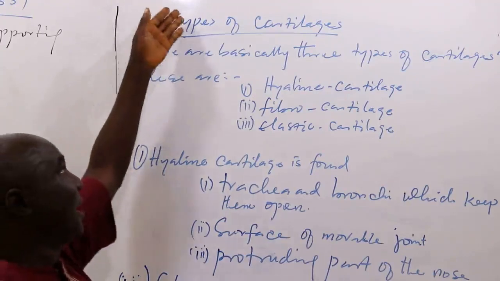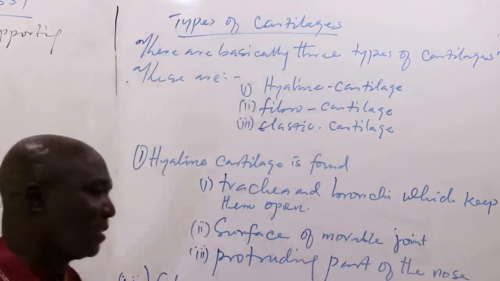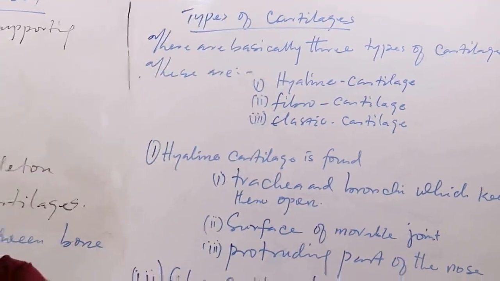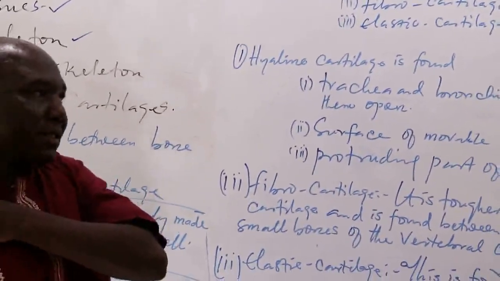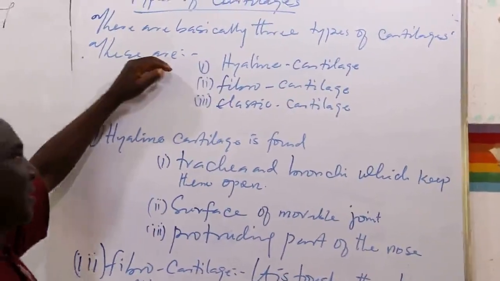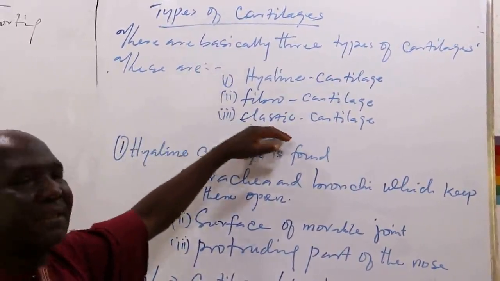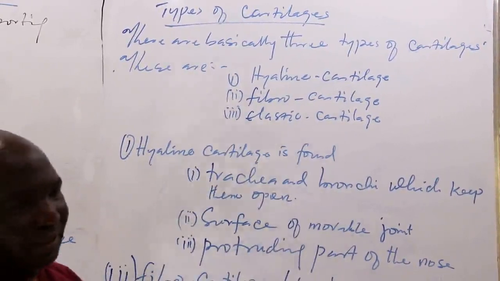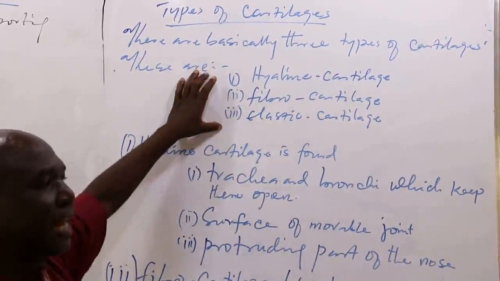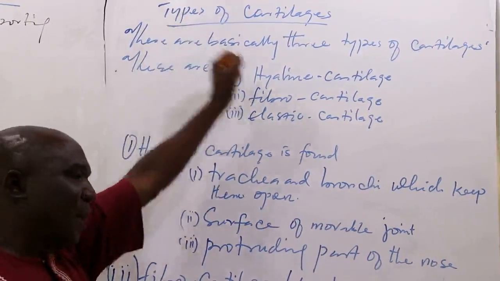Our next subtopic is types of cartilages. We have basically 3 types of cartilages. These 3 types are hyaline cartilage, fibrocartilage, and elastic cartilage. So these are the 3 types of cartilages that are found.